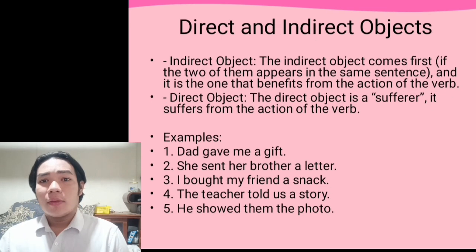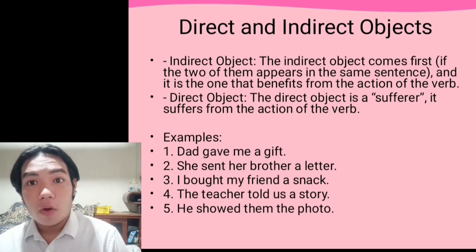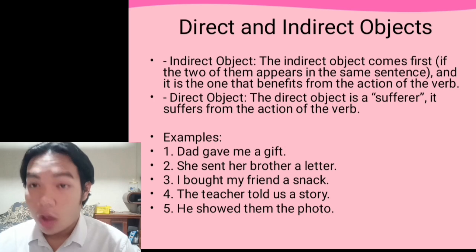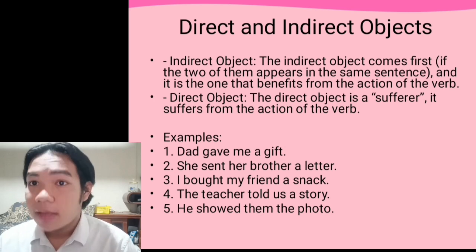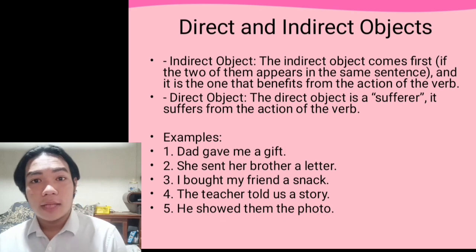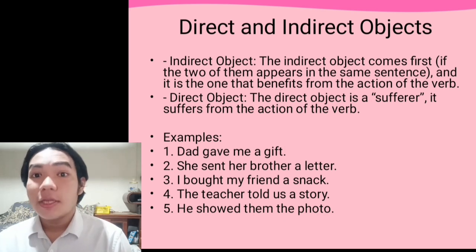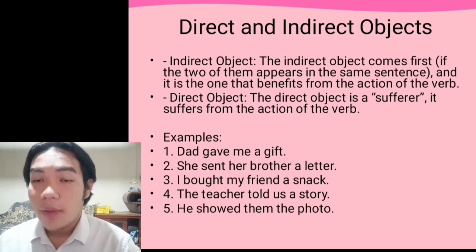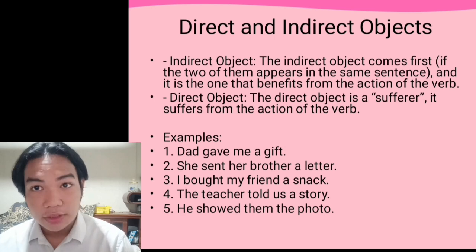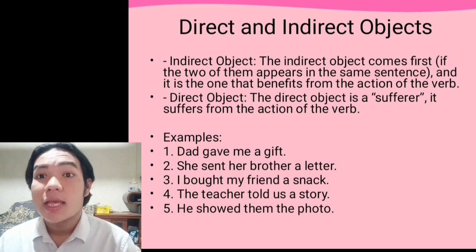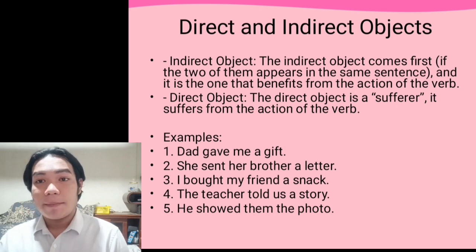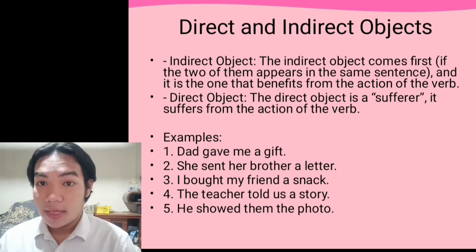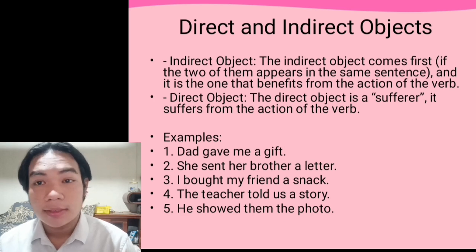So we also have the fourth element, which is the direct and indirect object. Sometimes we have two objects in a sentence, the direct and indirect object. The direct object is what is directly affected by the action. The indirect object is who benefits or receives something. For example, Dad gave me a gift. The indirect object in this sentence is me and the direct object is a gift.